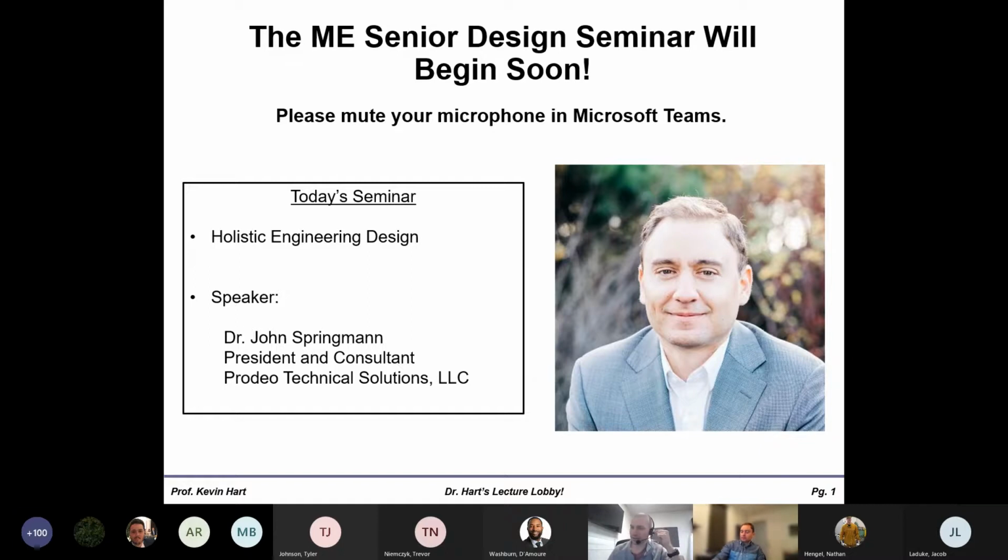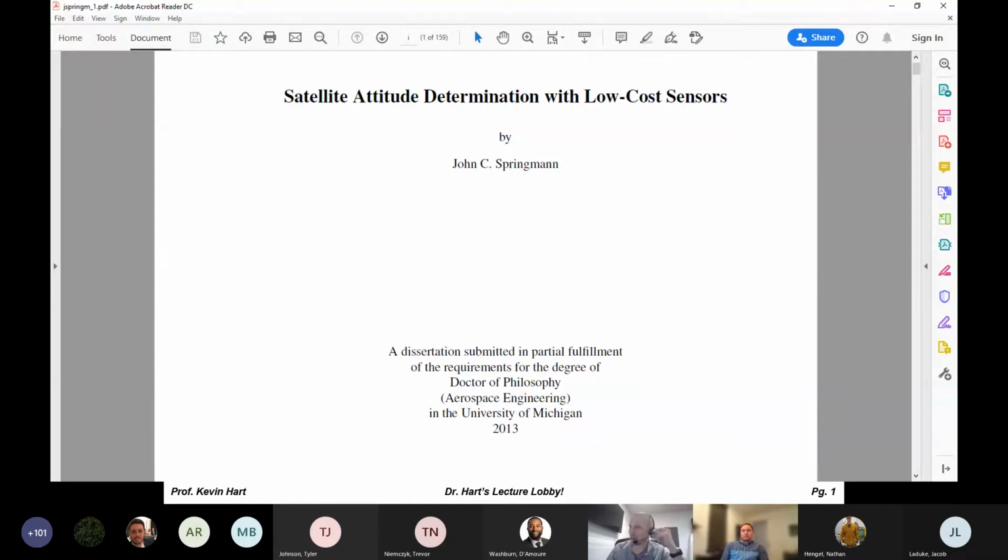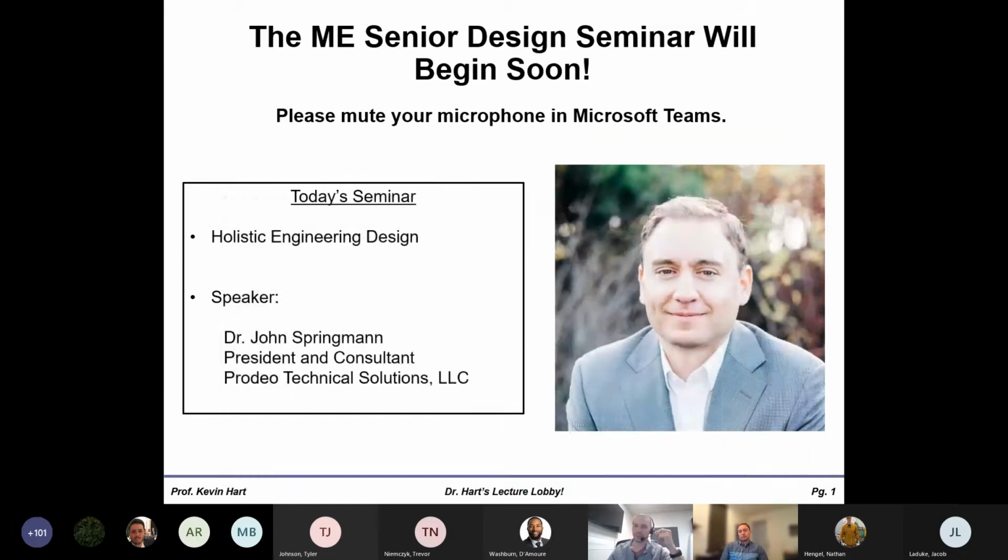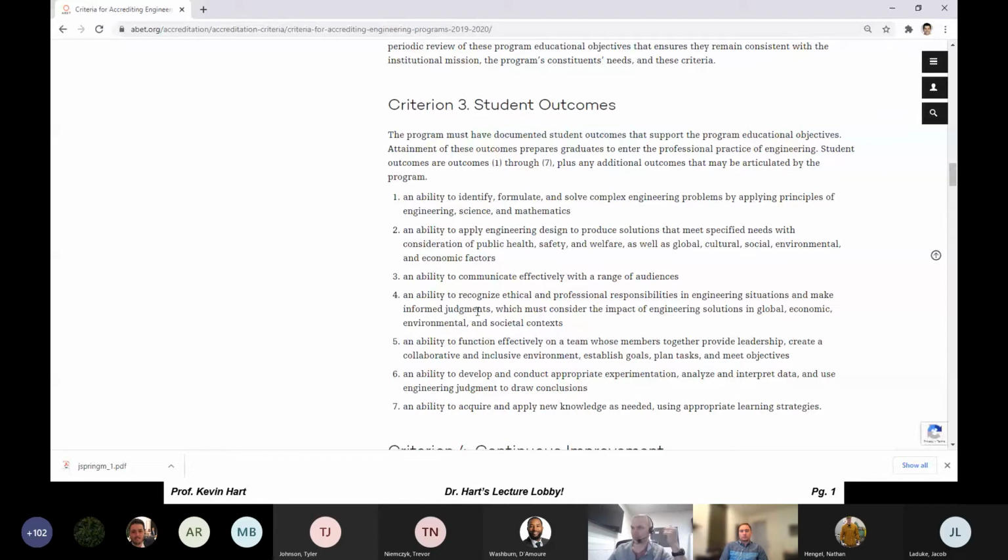Reason number 2 I want to invite John to the talk today is because he's always had a focus on economics with his work. He'll probably talk about this a little bit, but the title of his dissertation was actually, I have it here, Satellite Attitude Determination with Low-Cost Sensors. And so half of the title of his dissertation relates to economics, and I think that is a nice thing because it fits in with what we've discussed over the last couple of months with your ABET accreditation for engineering and what is expected of you coming out as an engineer. So, the last couple of seminars have dealt with very specific topics related to design, and those topics have been driven by these ABET accreditation standards, where we're trying to get you at least informed or have an ability to apply engineering to design to produce solutions that meet a variety of needs, including those related to global, cultural, social, environmental, and economic factors.